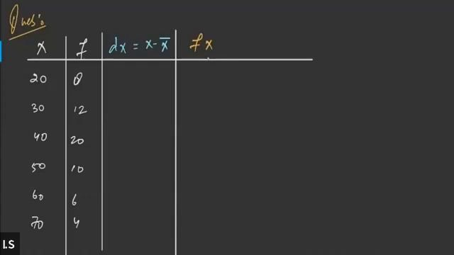Yes, sir. Why are we calculating fx? Because we need to find out the mean. Unless and until we have the value of fx, we won't be able to find out the mean. And unless and until we calculate the value of mean, we won't be able to find out the deviation. So therefore, we are calculating fx. So 20 into 8, it will be 160. And 30 into 12, 360. Then 40 into 20, it will be 800. Then 500, 360, and 280.